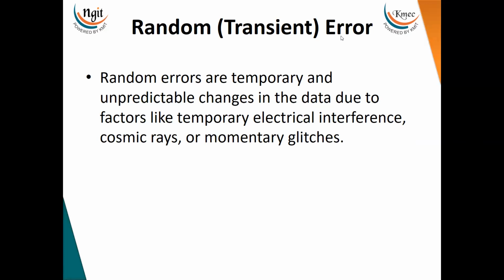What is meant by a random error? Random errors are temporary and unpredictable changes in the data. If there is any change which happens in the data transmission, then we can call it a random error, due to factors like temporary electrical interference, cosmic rays, or momentary glitches.